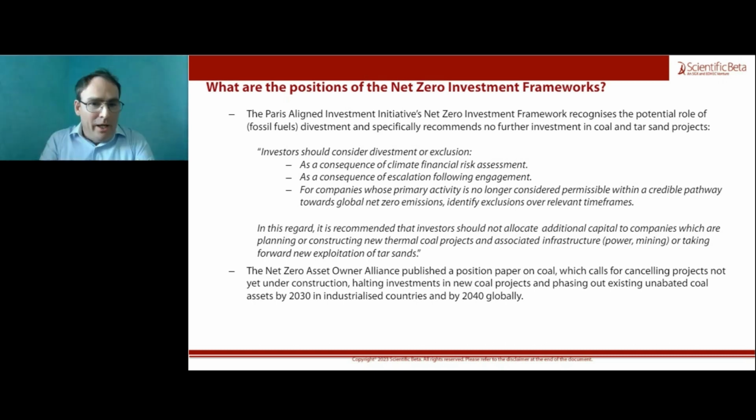Now, the Net Zero Asset Owner Alliance also published a specific paper on coal, more specifically. So clearly, there is in these net zero investment frameworks a role to be played by fossil fuel investments, which is acknowledged.